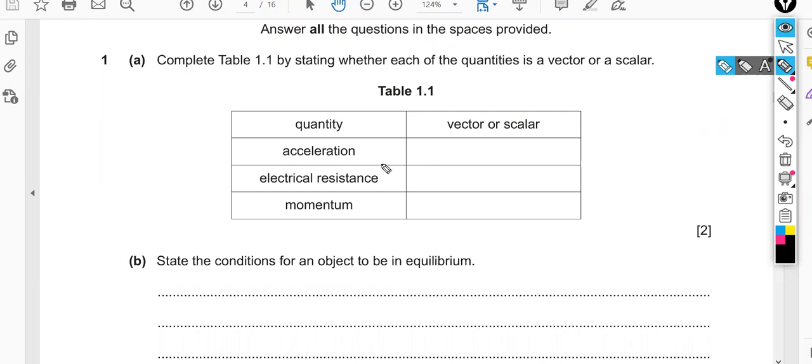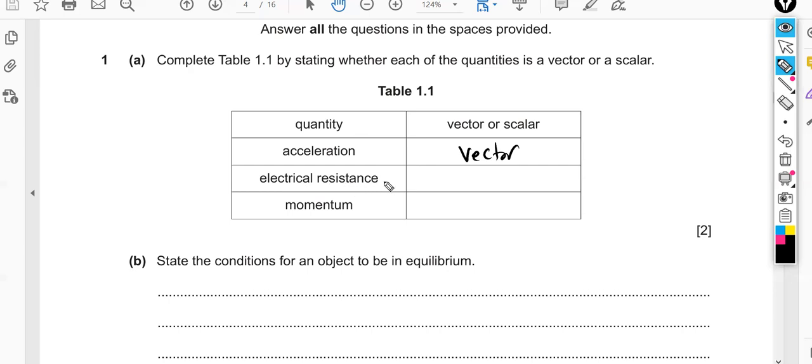The quantity that we want to consider first is acceleration. Acceleration is definitely a vector, right? There's a direction associated with the acceleration, and it's the rate of change of velocity. So it's good to define it too. It's a vector quantity defined as the rate of change of velocity, and it's measured in meters per second squared.